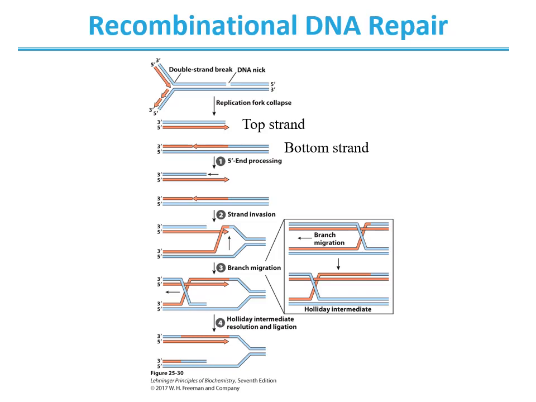Prior to step 1, when a replication fork encounters a break in one of the template strands, one arm of the fork is lost and the replication fork collapses. In step 1, the 5' end of the leading strand at the break is degraded to create a single-stranded 3' extension of the daughter strand. In step 2, there is a strand invasion from the daughter of the lagging strand.